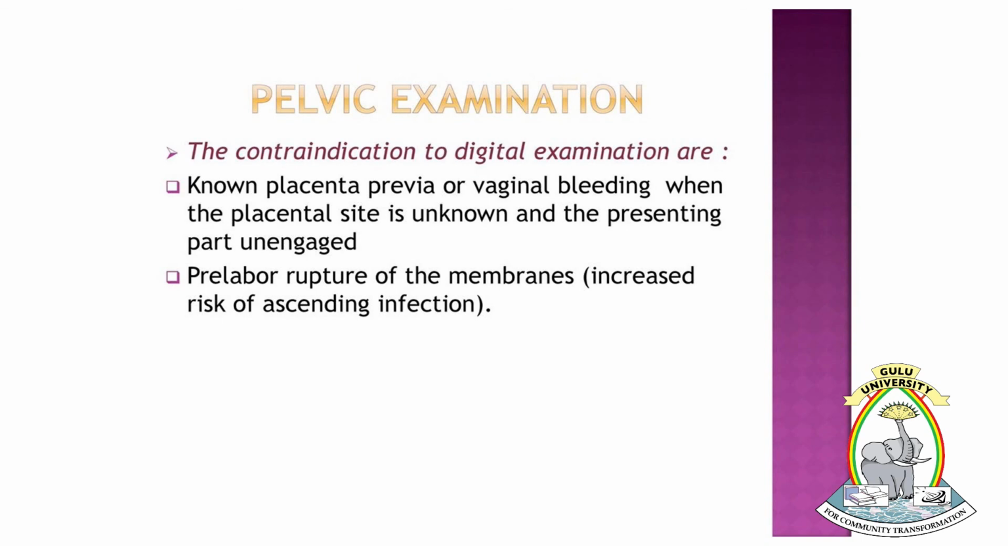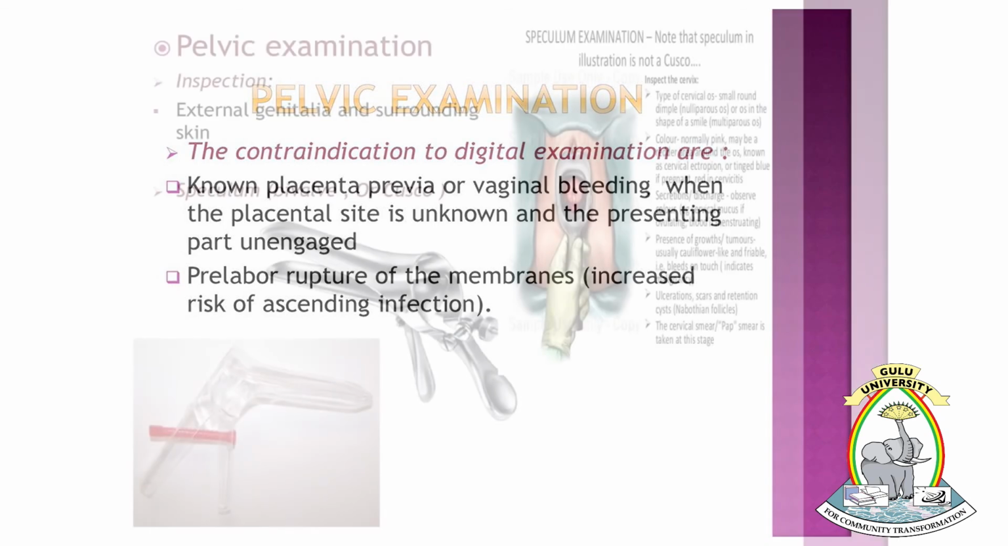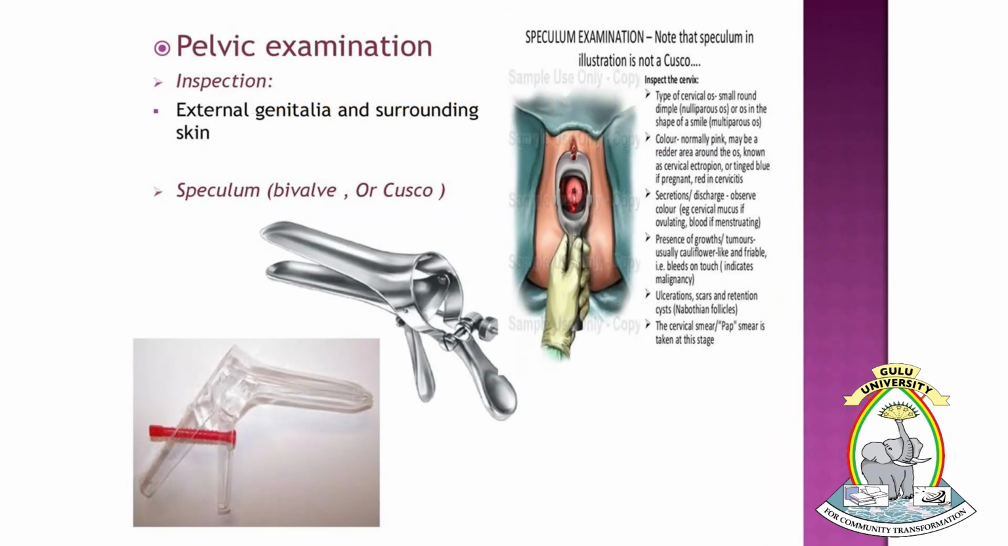The contraindication would be a patient with previa, or a bleeding where you're not sure what is causing the bleeding. We assume that probably that is a previa, so we don't allow you to do a digital pelvic examination, but you can do a speculum vaginal examination. Also, in pre-labor rupture of membranes, you don't need to insert your fingers there, but you can do a sterile speculum examination to see what is really there. This is when you're using a speculum exam to look at the cervix.